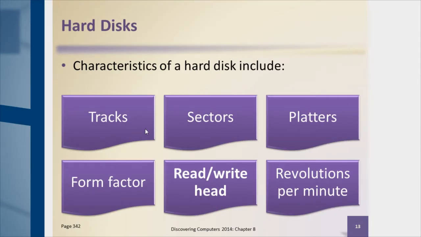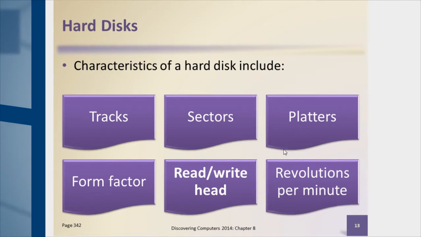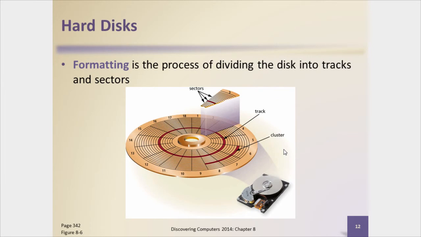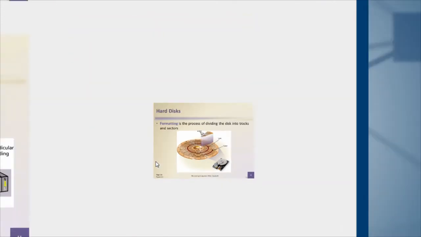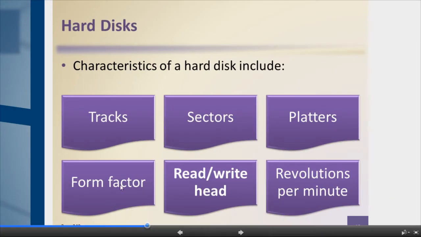So what are some of those characteristics? Well, we just got through talking about tracks, talked about sectors, and there's platters as well. So when we talk about the platter, this is the platter itself. We can have one platter, we can have two platters, we can have three platters. The more platters that we have, the more surface space that we have to be able to store files onto that platter.